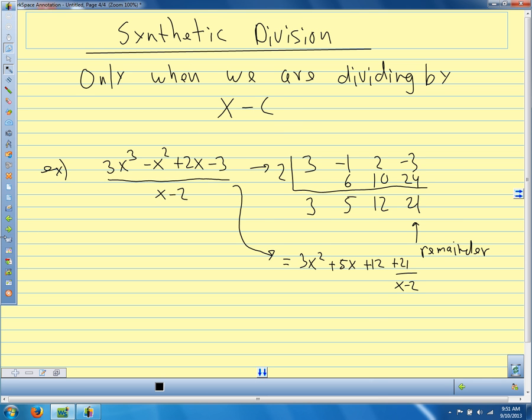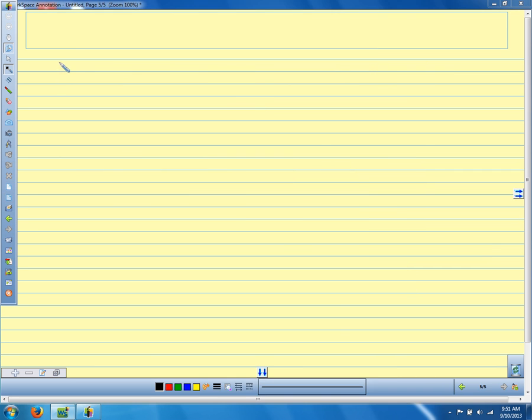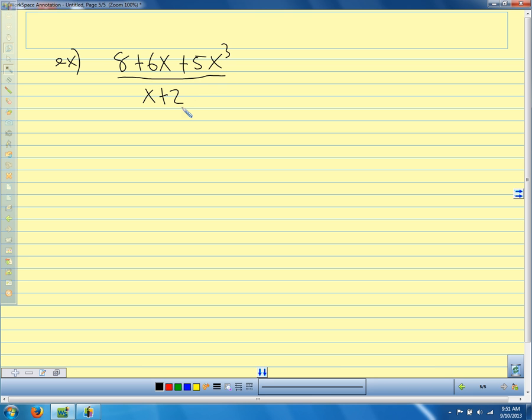All right, are we good with the process of synthetic division? Do we need to see another example of synthetic division? Yes? Okay, let's do one more example. All right, we have 8 plus 6x plus 5x to the third, and we're dividing by x plus 2.